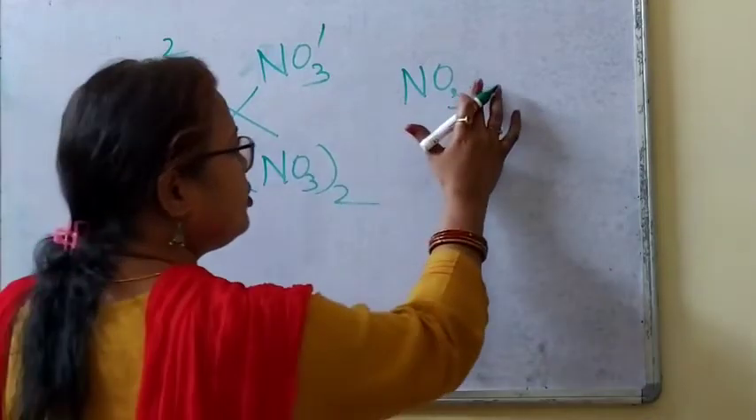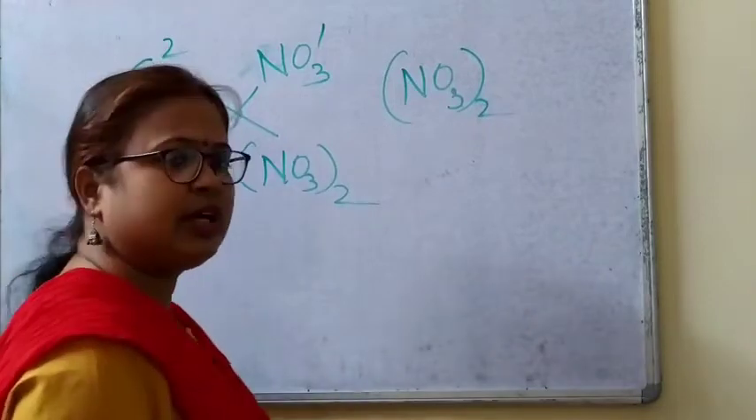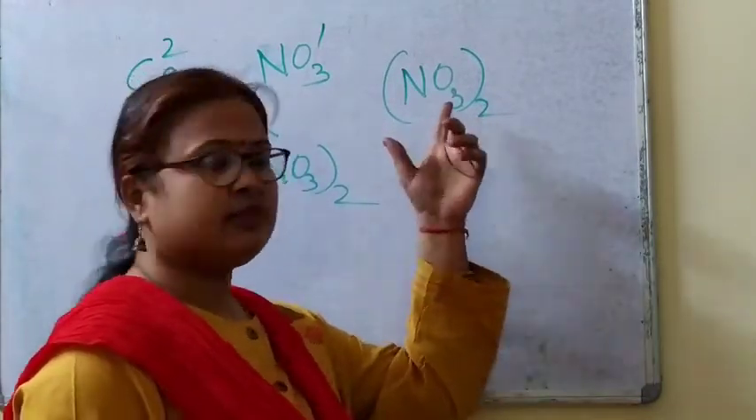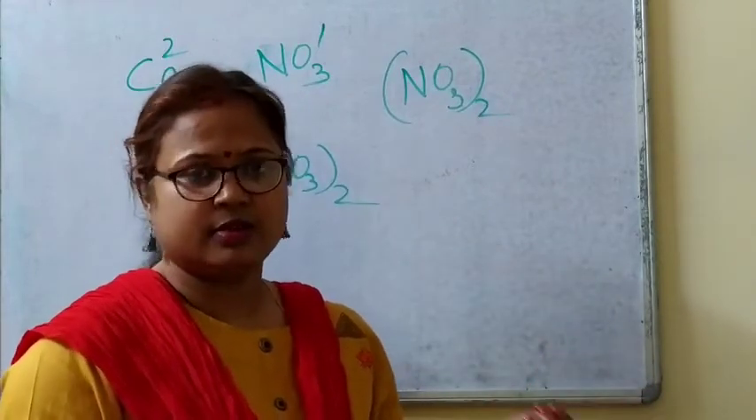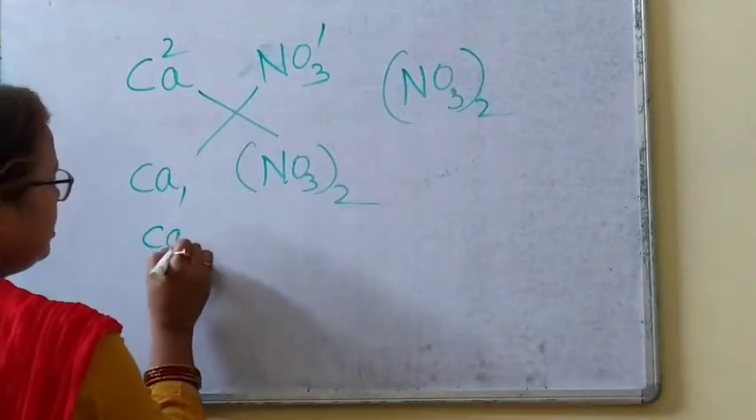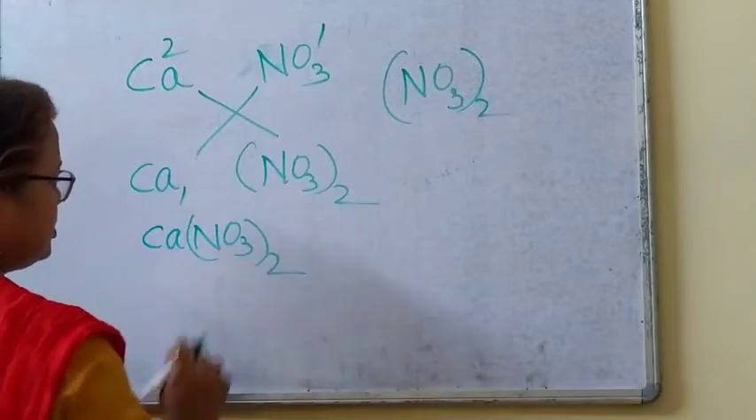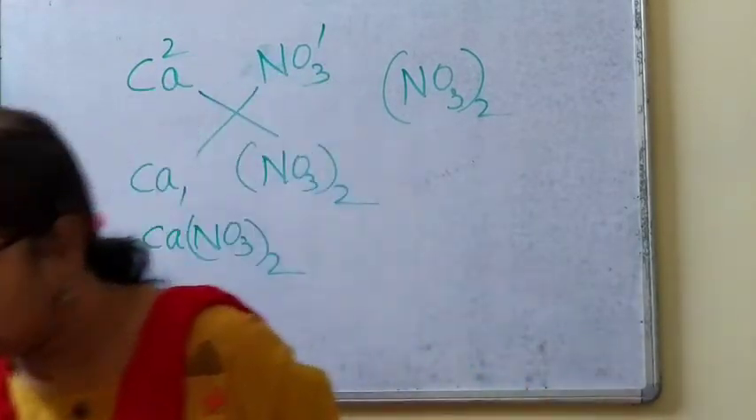So whenever you have to write a number here, you put a bracket, and then outside the bracket you write the number 2. It will be very clear that this is the valency. Otherwise you will get confused: 3 into 2, you can write 6. Okay. So now combine this one. Ca(NO3)2. This is calcium nitrate.